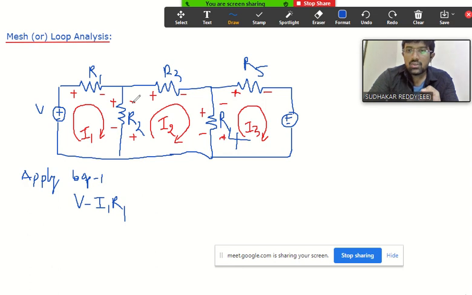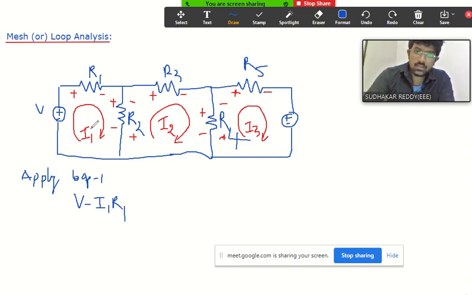Suppose the I2 value is 20 amperes and the I1 value is 10 amperes. Then the resultant current is simply 20 minus 10. But here we don't know the values of I1 and I2, so whether we need to consider I1 minus I2 or I2 minus I1, we don't know. Because of that reason, we are writing KVL for the first loop or second loop.